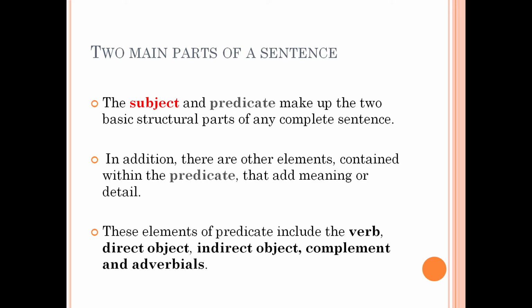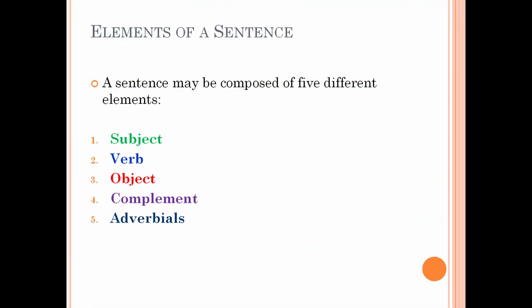In addition, there are other elements contained within the predicate that add meaning or detail. These elements include the verb, direct object, indirect object, complement, and adverbials. Hence, a sentence may be composed of 5 different elements: subjects, verbs, objects, complements, and adverbials. Here, you can pause the video and note down all these elements. Let's pick up all these elements separately and understand what they mean.